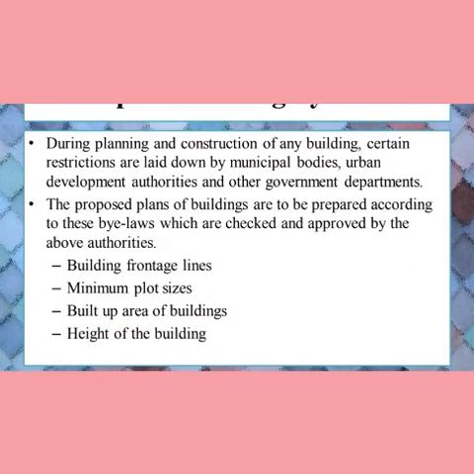Why do they provide certain restrictions? Municipal bodies, urban development authorities, and other government departments provide restrictions because they don't want unnecessary development in a town. The proposed plan of a building is to be prepared according to these bylaws, which are checked and approved by the above authorities. So what do the authorities have to check?